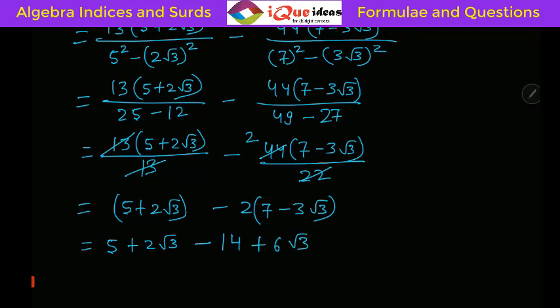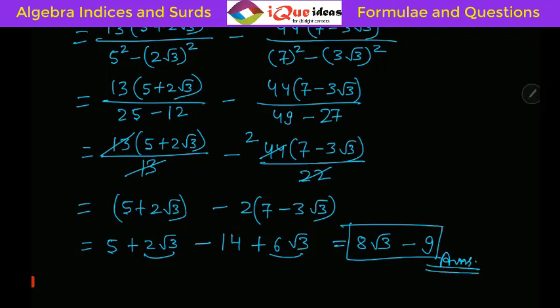Alright. So the final answer will be 2 root 3 plus 6 root 3, that is 8 root 3, and plus 5 minus 14, that is minus 9. This is the final answer of the question. This is the final simplified form of the question that was asked.